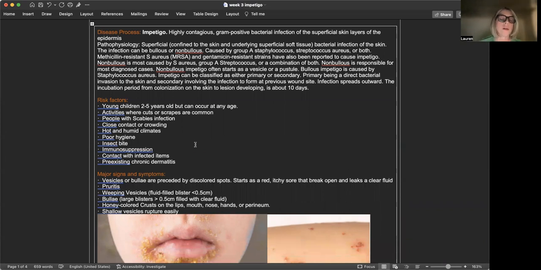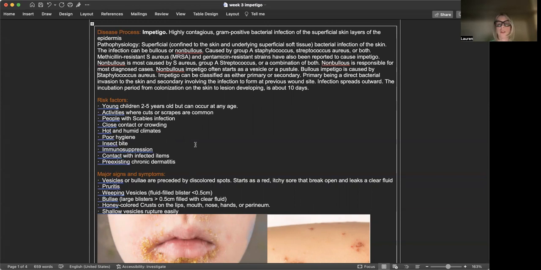The risk factors: it is most predominant in young children ages 2 to 5, but it can occur at any age. Activities where cuts and scrapes are common, people with scabies infection, close contact or crowding, and hot and humid climates are risk factors. Poor hygiene, insect bites, immunosuppression, contact with infected items, and pre-existing chronic dermatitis also increase risk.